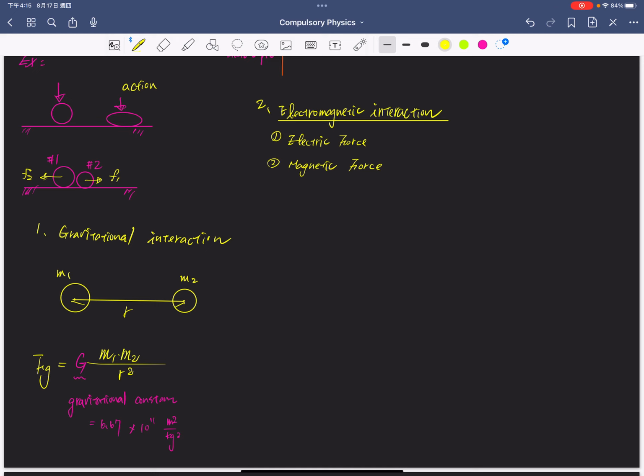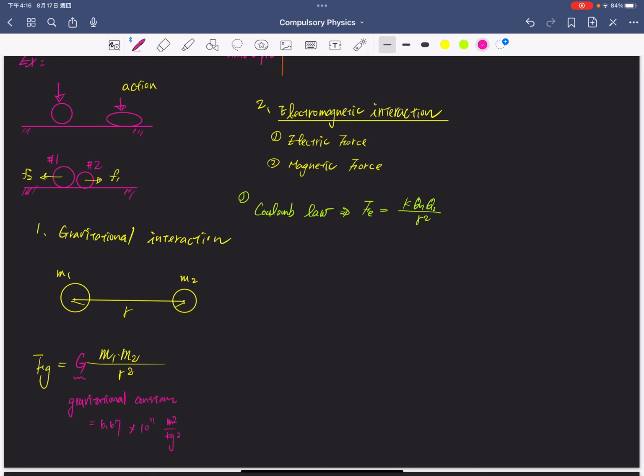Okay, so when we're talking about the electric force, there is another man called Coulomb, and Coulomb proposed laws to figure out the magnitude of the force. We call them Coulomb's law, and it is very similar to the gravitational force, right? The Coulomb force will be equal to k q1 q2 over r squared. We use k to replace the gravitational constant.